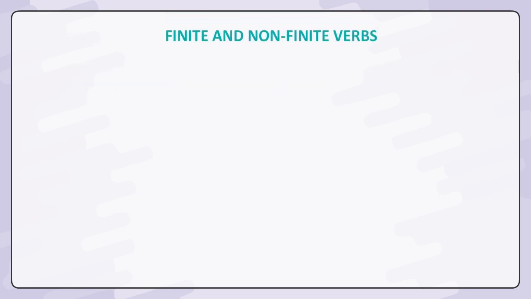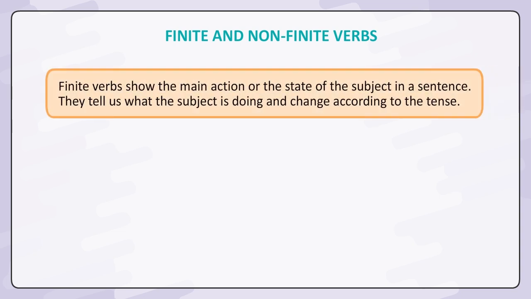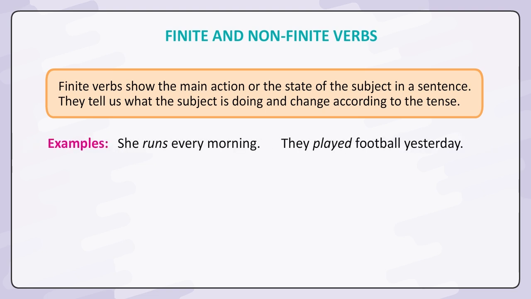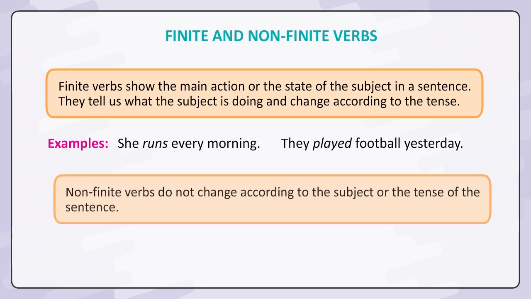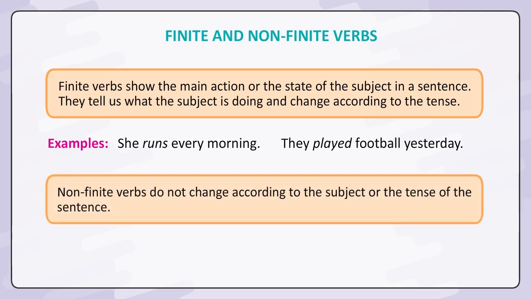Finite and non-finite verbs. Finite verbs show the main action or the state of the subject in a sentence. They tell us what the subject is doing and change according to the tense. Examples: she runs every morning. They played football yesterday. Non-finite verbs do not change according to the subject or the tense of the sentence.